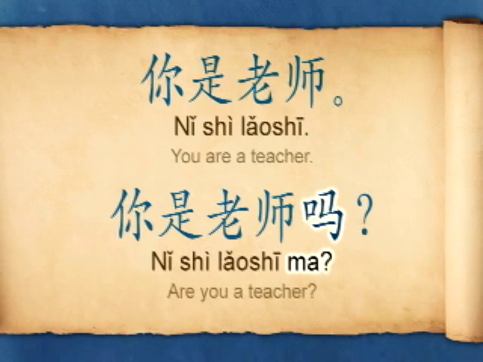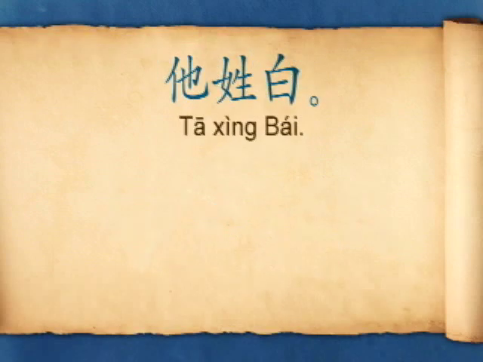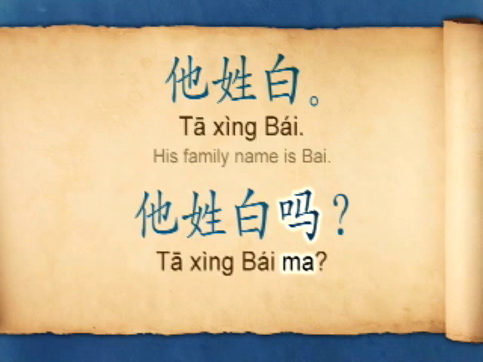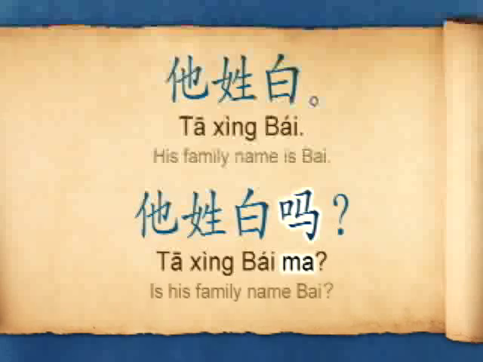Are you a teacher? Here's another example. 他姓白 His family name is Bai. Add ma to the end of the statement. It becomes 他姓白吗? Is his family name Bai?